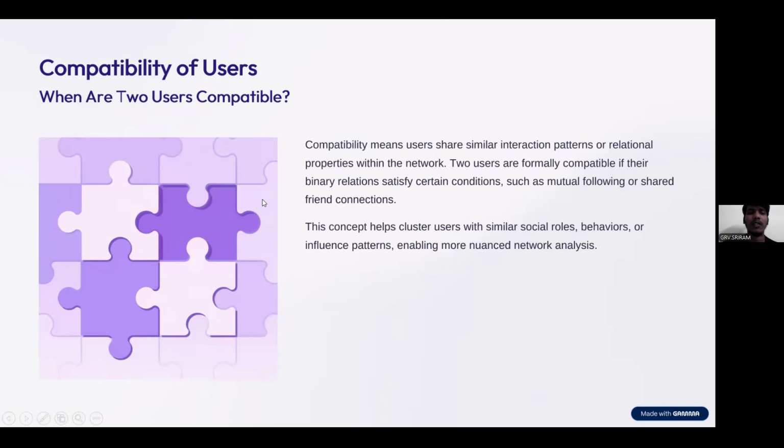Compatibility of users. When are two users compatible? Compatibility means users share similar interaction patterns or relational properties within the network. Two users are formally compatible if their binary relations satisfy certain conditions, such as mutual following or shared friend connections. This concept helps cluster users with similar social roles, behaviors, or influence patterns, enabling more nuanced network analysis.